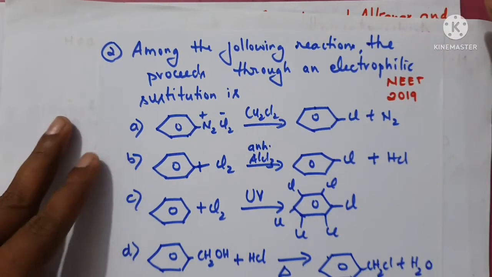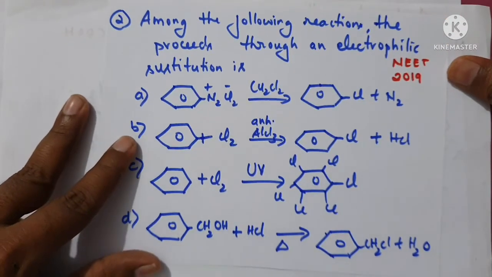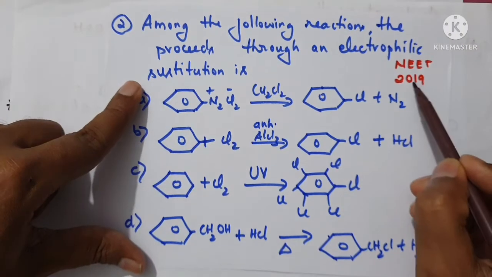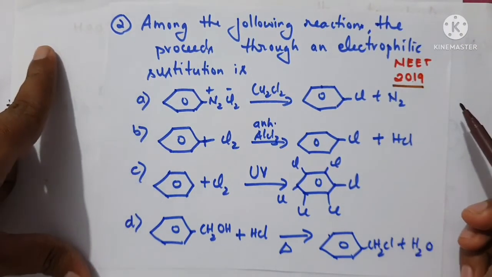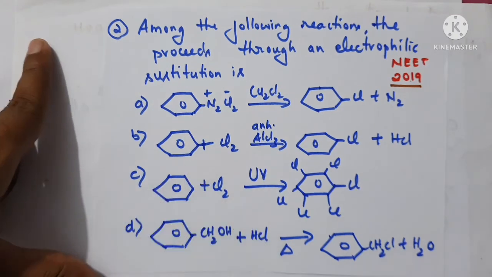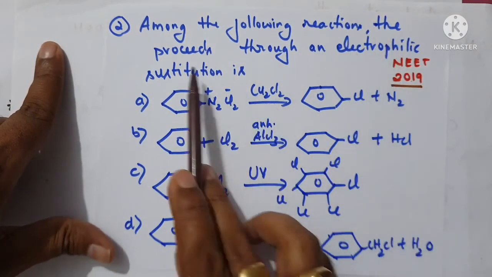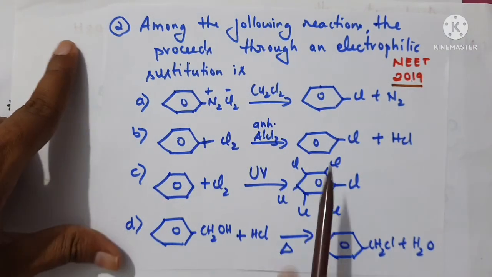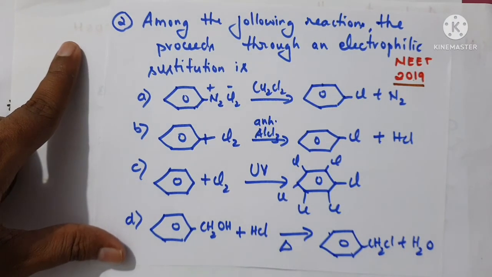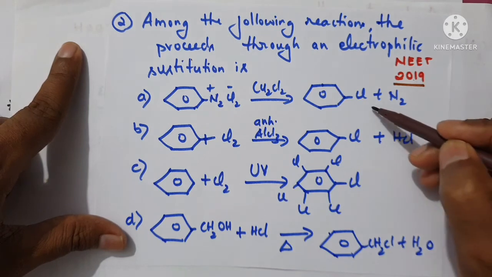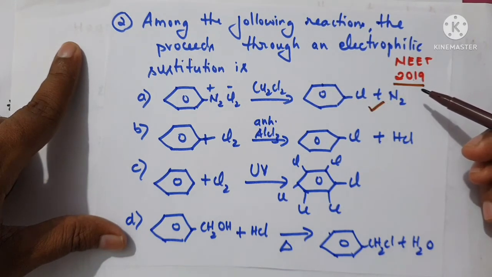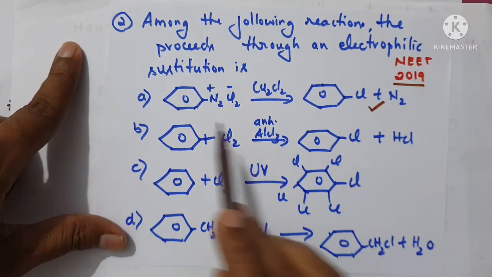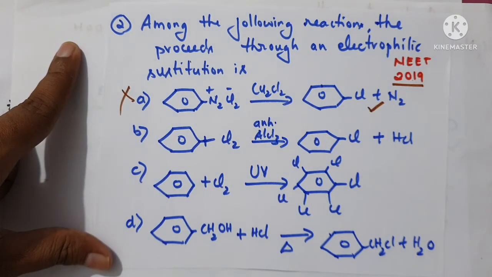You can observe in this question, children, it's a very interesting one. This is the one which was asked in NEET 2019. How to solve this one? Among the following reactions, the one which proceeds through electrophilic substitution. Among these reactions, which one is going to be an electrophilic substitution reaction? The first one is a preparation of chlorobenzene, an aryl halide, from a diazonium salt. This is not an electrophilic substitution reaction.